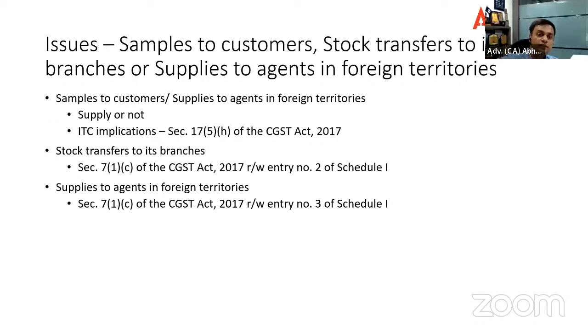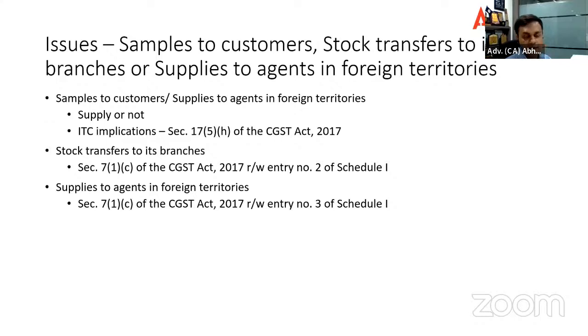Stock transfer to my overseas branches also does not have consideration, because it is the same legal entity which has a branch there. Supply to overseas agents, again not a sale, no consideration. So in all these three transactions, there is no consideration. Can this transaction still be considered as a zero rated supply, and therefore the credit of the input services attributable to such supply would still be available and refund would be available?